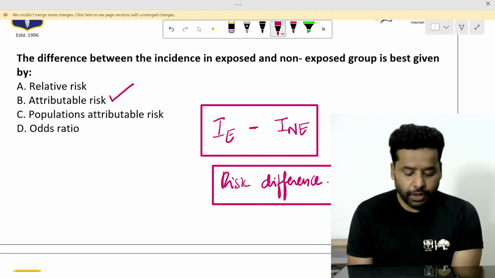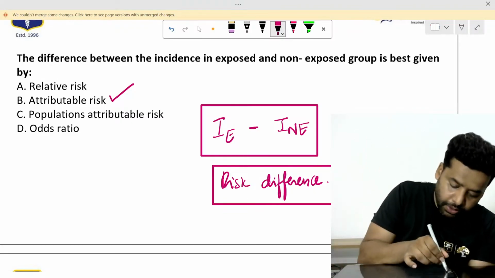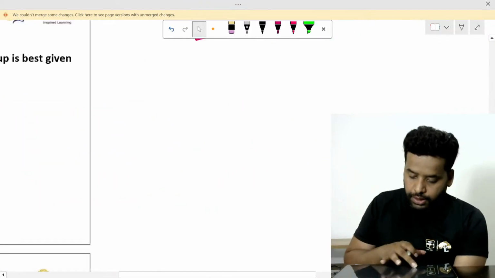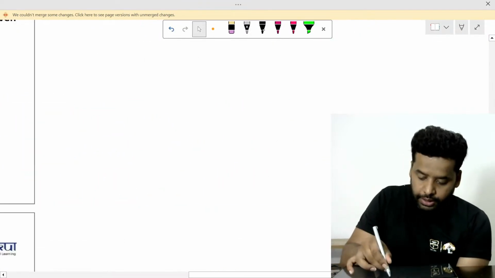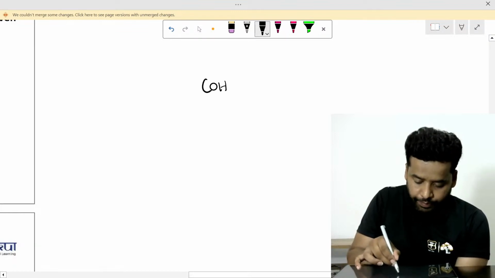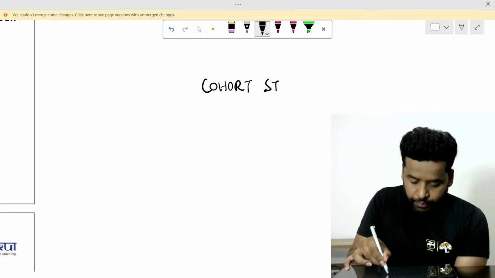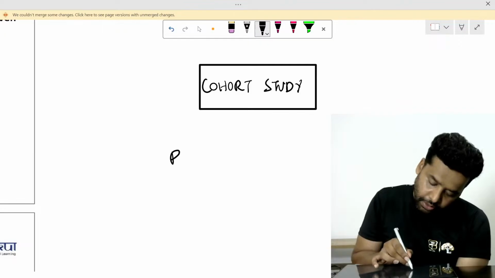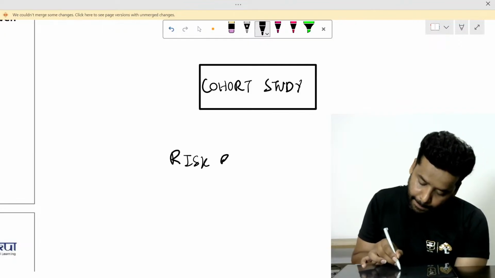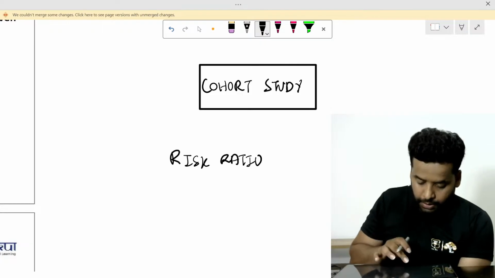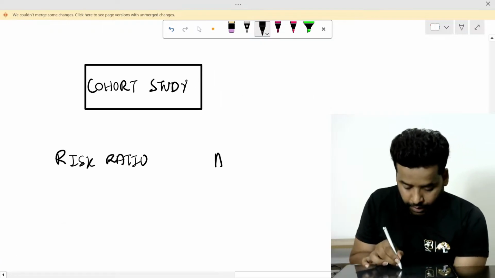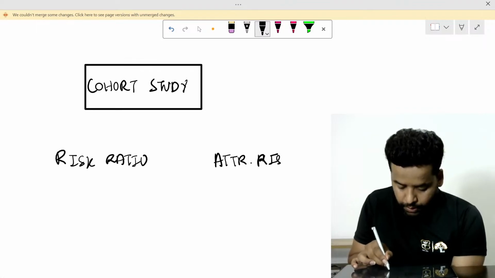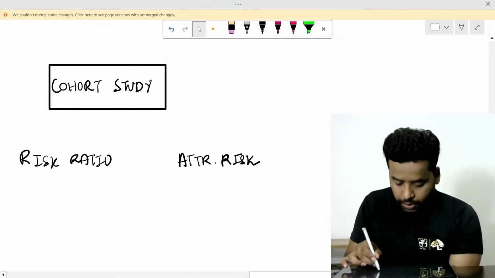There are two formulas for attributable risk. This formula can also be used. You can express it in whole number. So what are the three things you can calculate from cohort study? What is a mnemonic? WRAP. Risk ratio. Attributable risk. The third is population attributable risk.